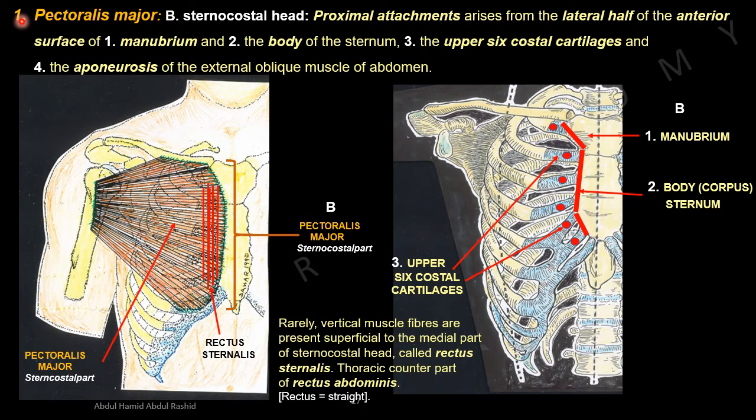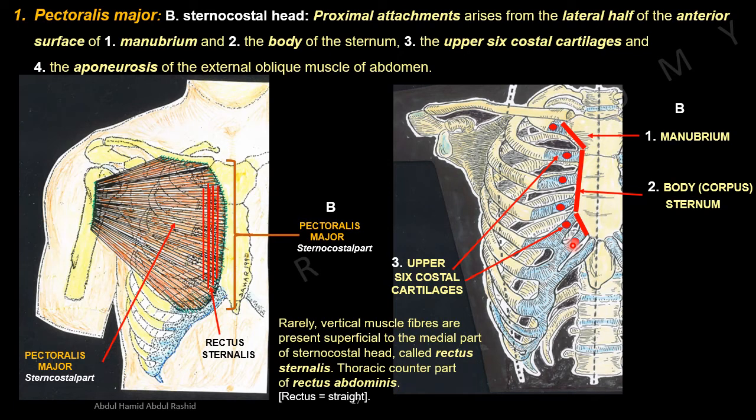Pectoralis major muscle, continuation. The second part, the sternocostal head of the pectoralis major muscle. Its proximal attachment, that is the origin. Look here, this is the manubrium sterni, the body of the sternum, and the xiphoid process is here. These are the upper 6 costal cartilages.